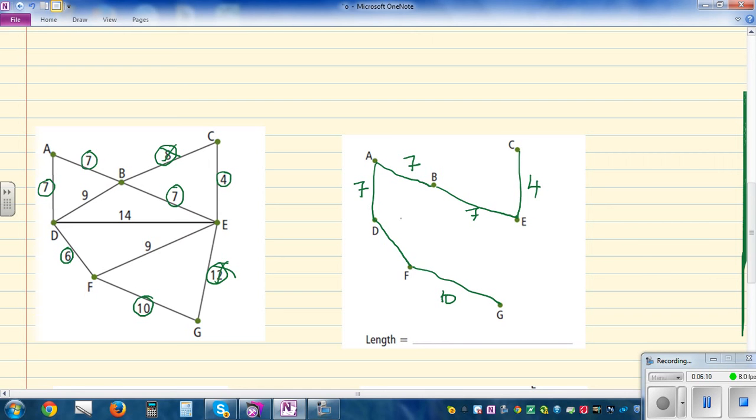Okay, and the total length is, D to F is 6. Let's start from 10: 10 plus 6 plus 7 plus 7 plus 7 plus 4. So this is 16 plus 21 plus 4. Okay, so this is 16 plus 25, which is how much? 41. So the total length is 41.